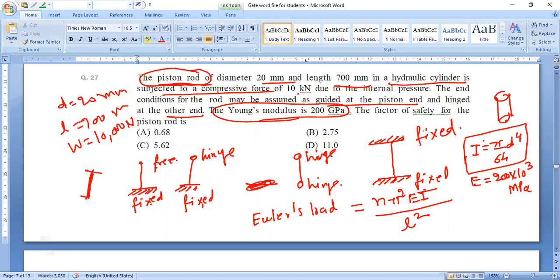The factor of safety for the piston rod is asked. The question is demanding the factor of safety, so the factor of safety can be found.